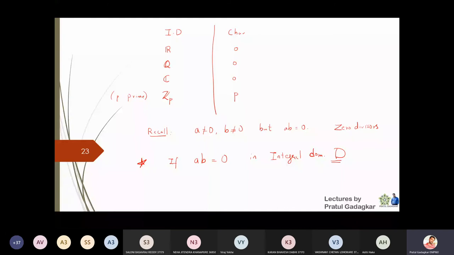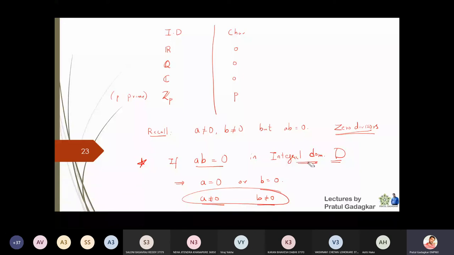So can it happen that A is not zero and B is not zero? Can that happen? This cannot happen because in an integral domain, you never get such zero divisors. So equivalently, this is trying to tell us that if in an integral domain the product of two numbers comes up to be zero, then I can 100% say that either A is zero or B is zero. Because if both were non-zero and still the product is zero, then you will get zero divisors. And in that case, it won't remain an integral domain.